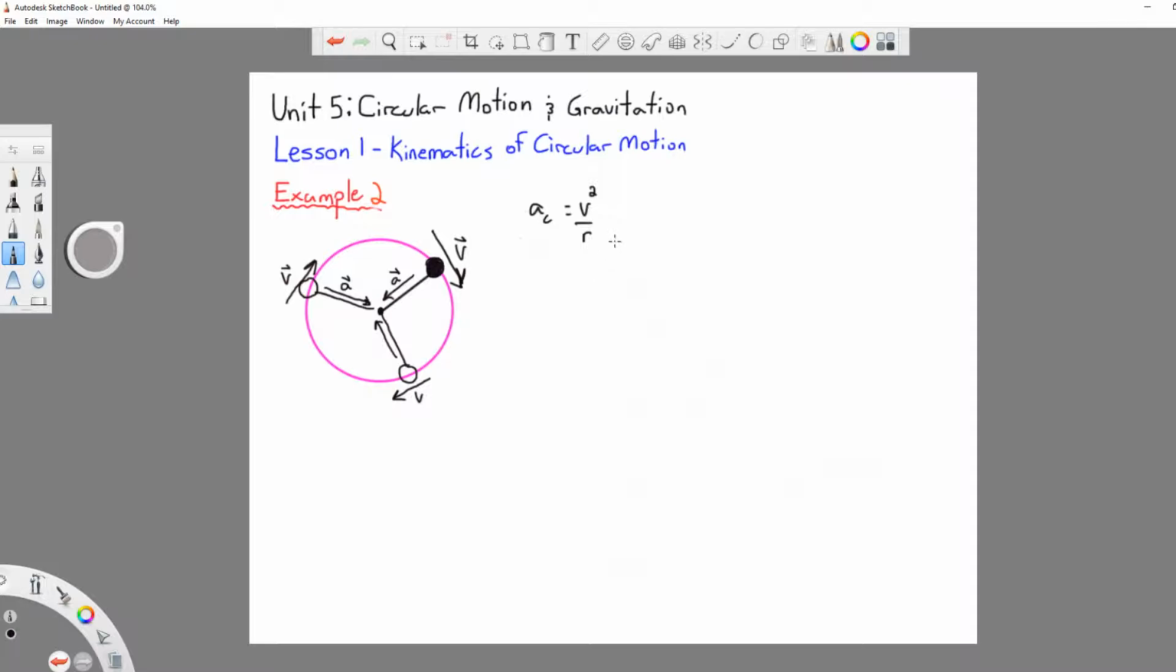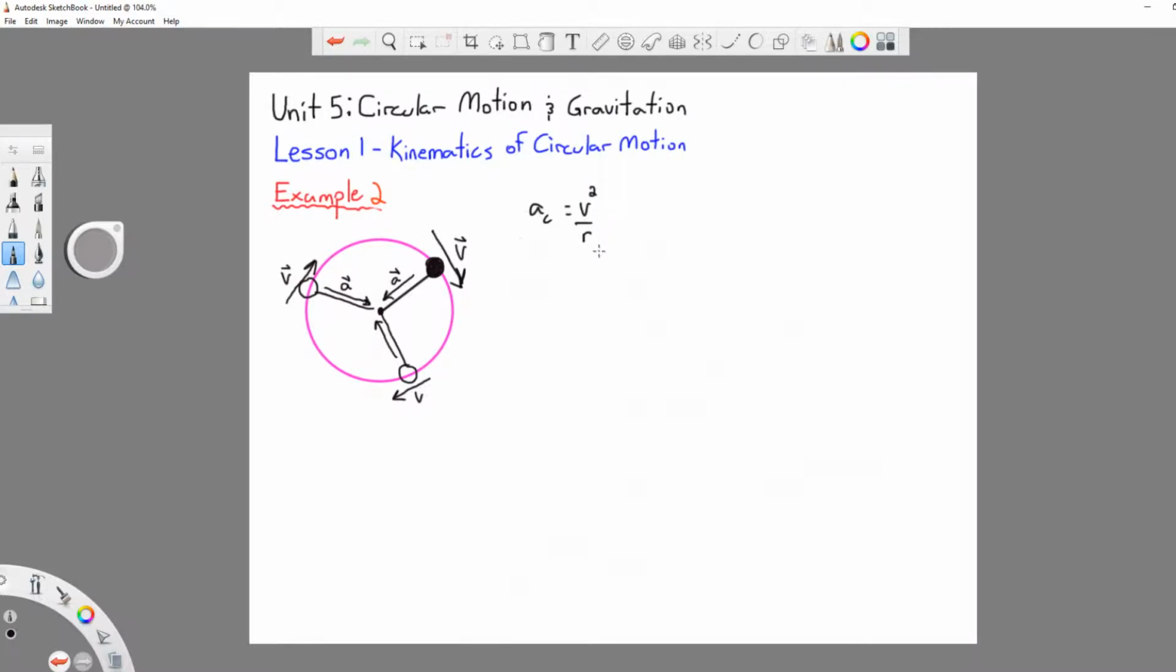This is typically referred to as our velocity formula. So if we have velocity and radius and we're looking for centripetal acceleration, or vice versa, if we're looking for velocity and we're given the other two, this will be the formula we use. And it's often referred to as the velocity centripetal acceleration formula.